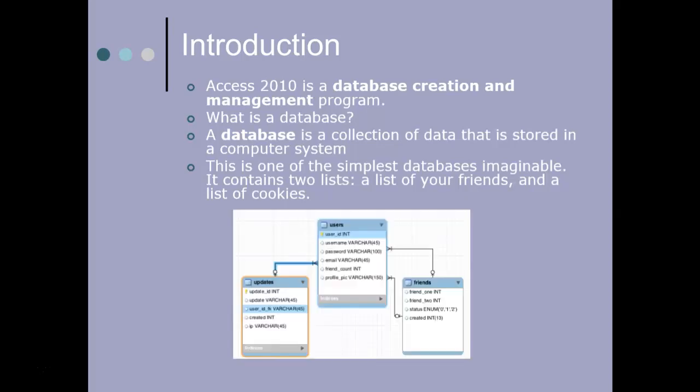And there is an example right there. That is the simplest database imaginable, a list of friends and a list of cookies. The first list is the updates, the second list is the users, and the third list is the friends' names. So that's the introduction. Now we're going to move on to the next slide.